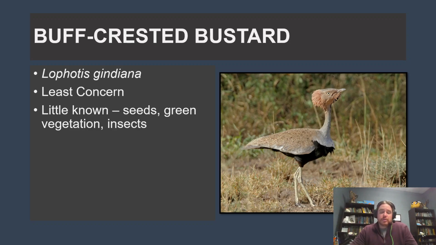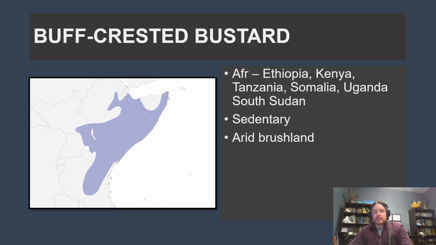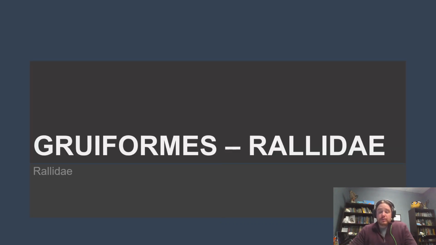Our other otidiform bird is the buff-crested bustard, Lophotis gindiana, which is a species of least concern. Their diet is fairly poorly studied, but they have been recorded eating seeds, green parts of vegetation, and insects. They are from Africa, in the area of Ethiopia, Kenya, Tanzania, Somalia, Uganda, and South Sudan. They are a sedentary arid brushland species. That's all of our otidiform birds.